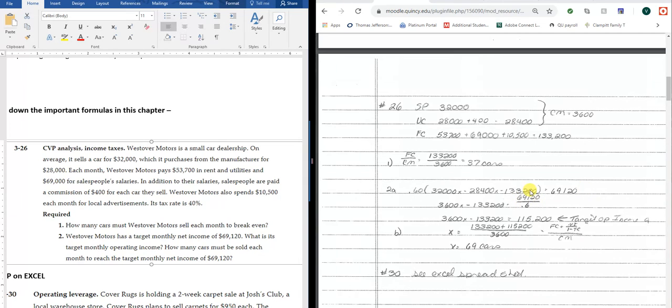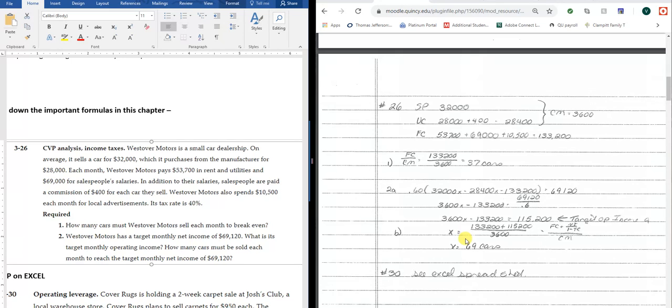Your book immediately takes this divided by the 60%. So you're going to see target operating income divided by 1 minus the tax rate. I always like to think of it, if I'm giving 40% to the IRS, I get to keep 60% of it. So $32,000 minus $28,400 is your contribution margin, minus your fixed cost equals target profit divided by 1 minus the tax rate. Then I can solve for that, and I get $115,200 as my target operating income.